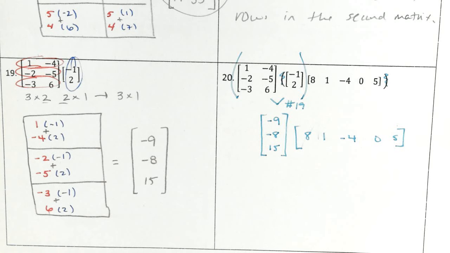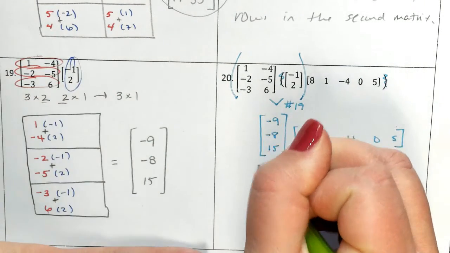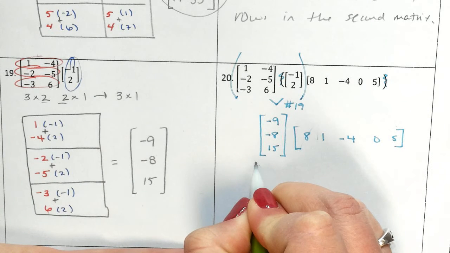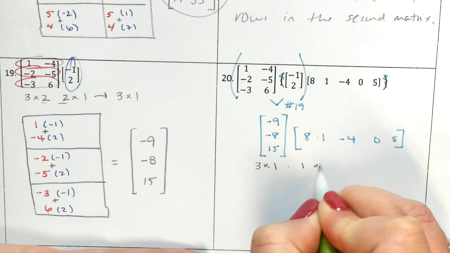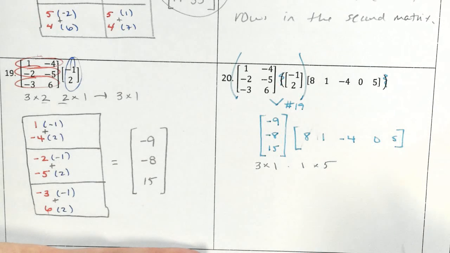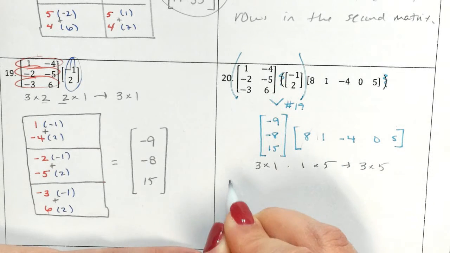So, now I have to say, okay, well, can I multiply these together? Because I knew I could multiply the first two. That was easy. I already did it. This is what dimensions? 3 by 1 times a 1 by 5. Can I multiply those? Yep, what's my answer going to be? 3 by 5. So, here we go.